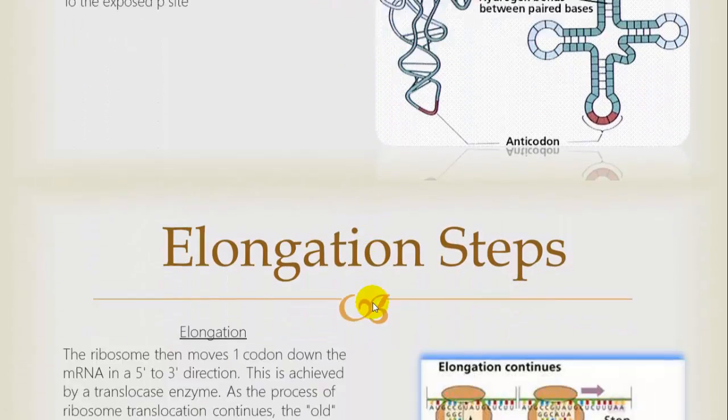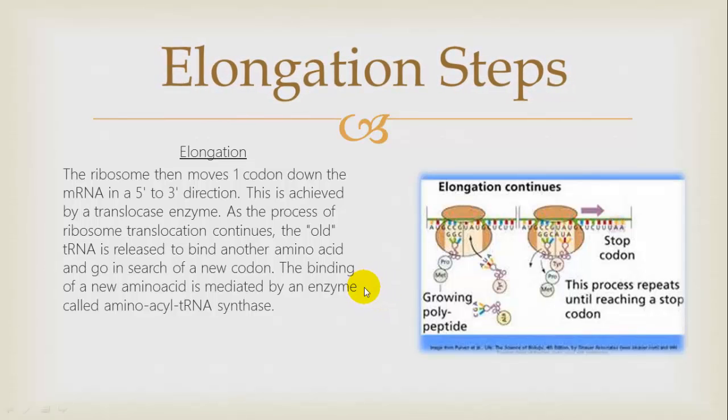So let's move on to the next step. This is the elongation step. As you can see, the ribosome has moved along one codon down the mRNA in the 5' to 3' direction. This is achieved by the translocase enzyme, and the process of ribosome translocation continues. The old tRNA is released to bind to another amino acid and go in search of a new codon.